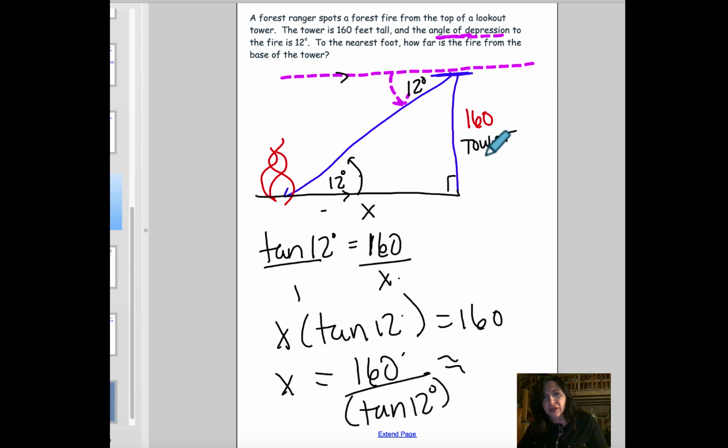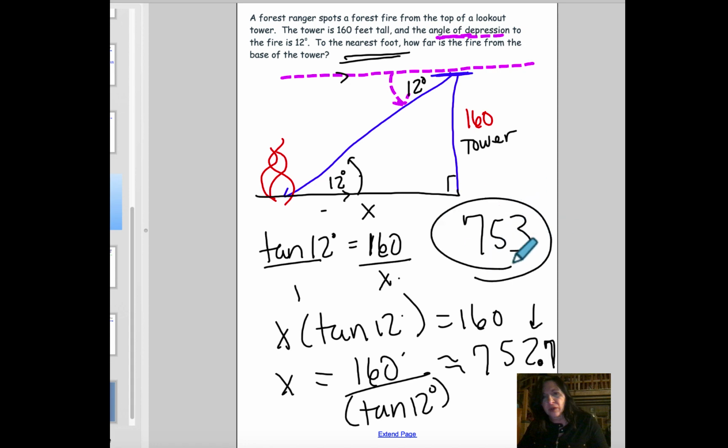So let's do that. On your calculator, you're going to type in 160 divided by, and use parentheses. So parentheses, tangent of 12 degrees, and close your parentheses and hit equals. And you're going to get approximately 752.74 feet. And then it says in the question, to the nearest foot, so they want the whole number. So if you're looking to the right of the whole number, 7 is above 5, so that means this value moves up to be about 753. So that would be my answer, 753 feet from the base of the tower.